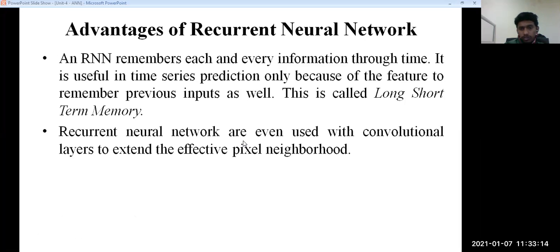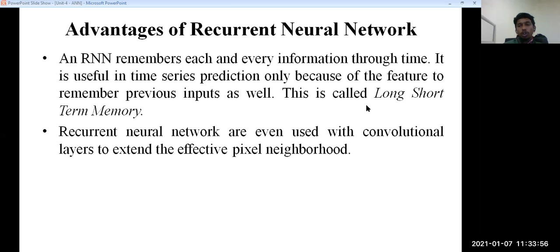Talking about the advantages of RNN, as you have the concept of memory, an RNN remembers each and every piece of information with respect to time. It is useful in time series prediction or sequential data processing only because of the feature to remember previous inputs. With respect to stock predictions, it will store the information of the previous day's transactions with respect to time, and accordingly at what time stocks increased, and at what time, if you are selling some shares, you may get a loss or profit. This can be done using recurrent neural networks.